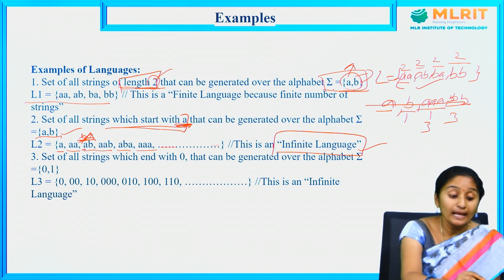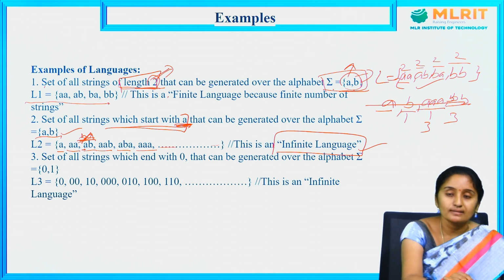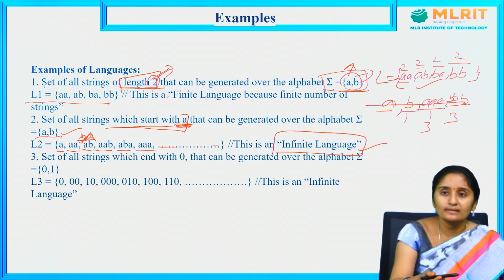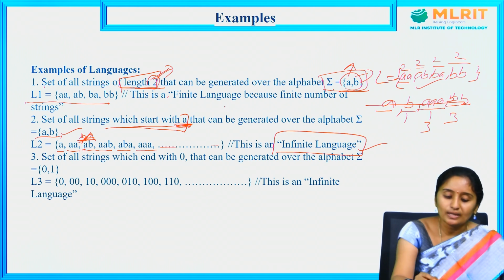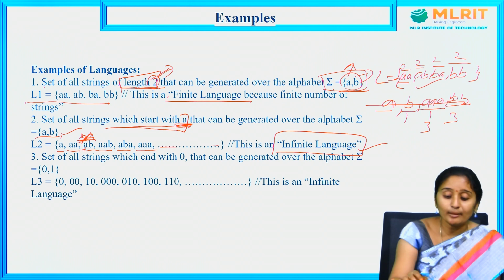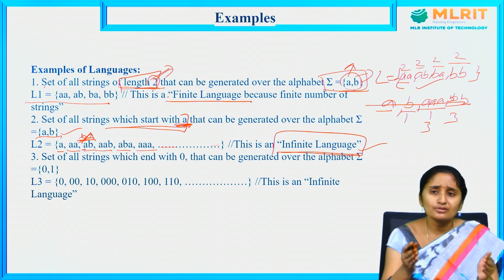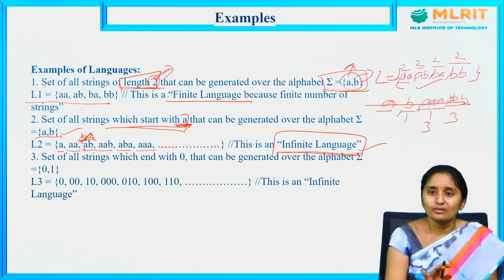But coming to the L1 language, the first example is finite because they mentioned length only 2. So I need to write only 2-length strings. I cannot write strings of length more than 2, 3-length strings, or 1-length strings. All these strings are not valid. That is why this is a finite language. But the second example is an infinite language, because my condition is only that it should start with A. There is no condition that it should end at some point or that strings should have only length 10 or 5. That is not mentioned here.